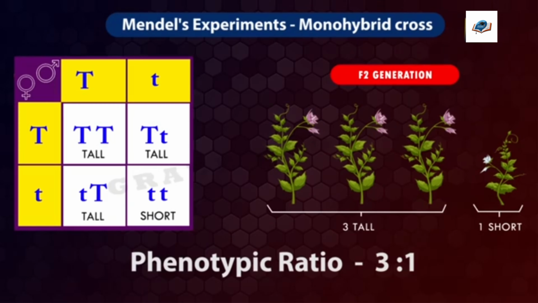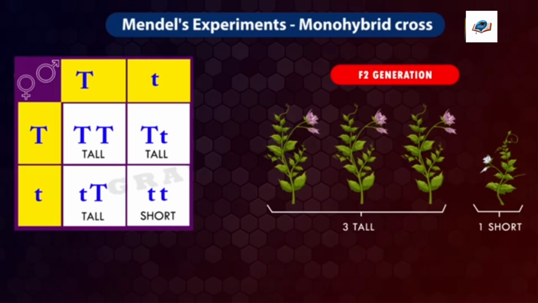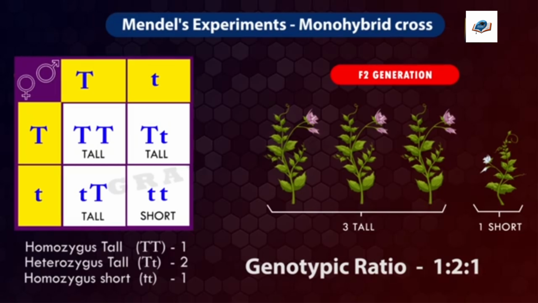If we look at the genotypic ratio of the F2 generation, genotypic ratio means the combination of alleles that they have for a trait. Here 1 capital T, capital T means both the alleles are of the same type, that is tall. So it is a homozygous tall. Homozygous means having both the same type of alleles. So it is a pure breed tall pea plant.